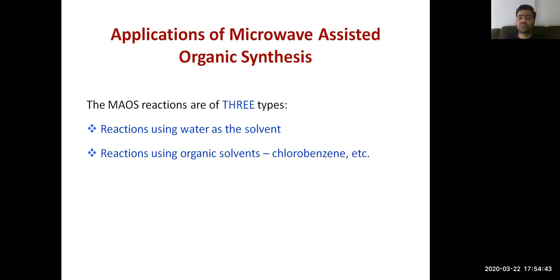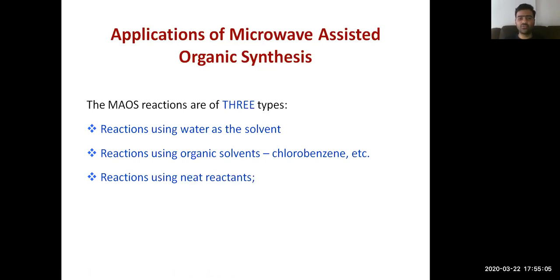Another type is you could use organic solvents which are high boiling. Of course, we don't use low boiling organic solvents because the buildup in vapor pressure is going to be quite a lot when it comes to microwave interacting with these solvents. So usually the solvents used are like nitrobenzene, chlorobenzene, etc., whose boiling points are quite high and hence their vapor pressures are a little low.